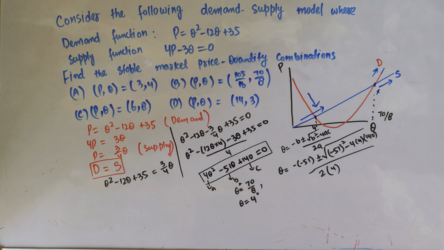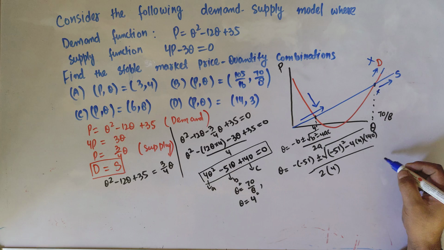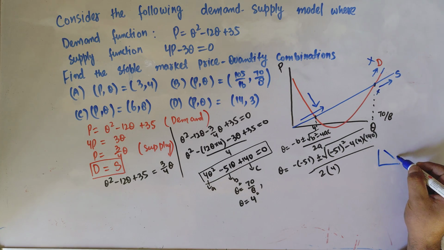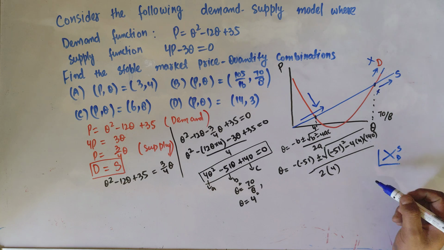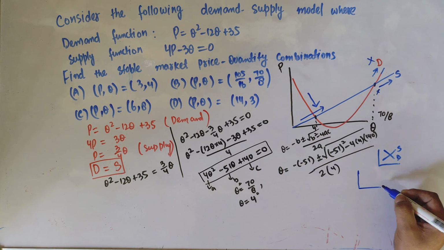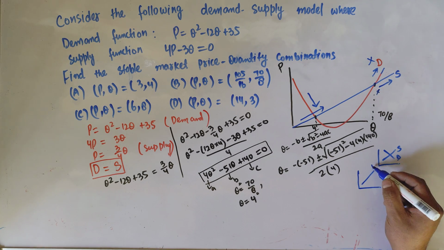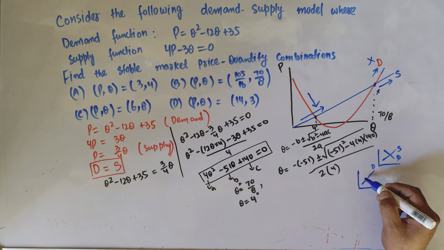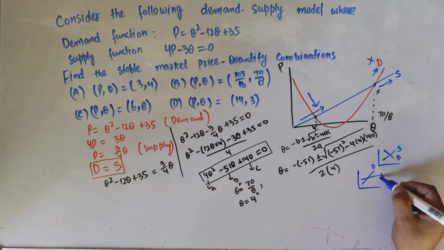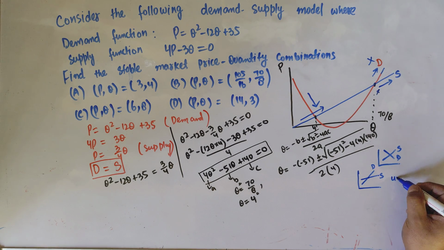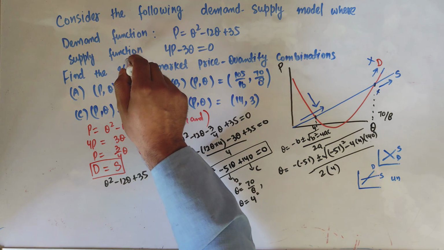So this cannot be our stable equilibrium point. Why? Because both demand and supply functions are upward sloping. Stable equilibrium requires a downward sloping demand curve and an upward sloping supply curve, which occurs at this point. But here we have an upward sloping demand curve and also an upward sloping supply curve. So this is our unstable equilibrium.